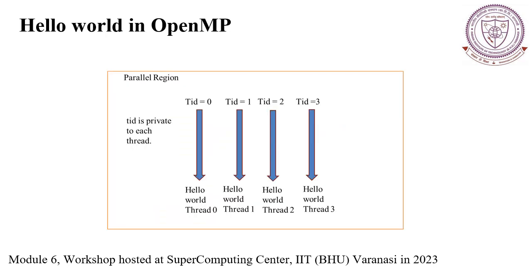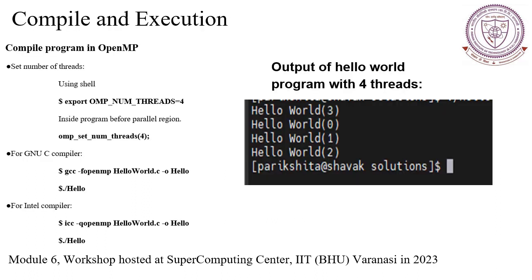So let's see how the program is executed. When the program is executed, the parallel region is created and multiple threads are spawned. Each thread executes the code within the parallel region independently, resulting in concurrent execution. The printf statement outputs the hello world message along with the thread ID. As the program executes, you will see multiple lines of greetings printed, with each line showing the thread ID, like hello world thread 0, hello world thread 1, 2, and 3, and similarly like this.